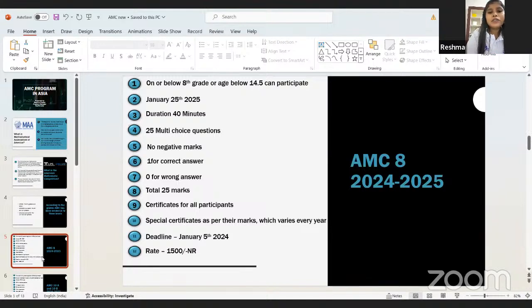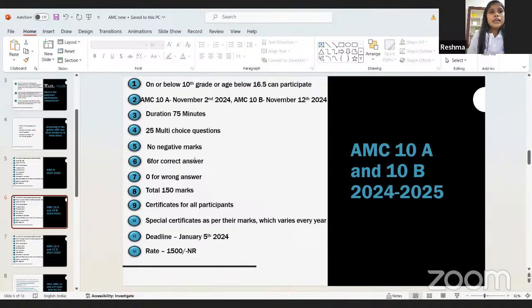And the deadline date for the AMC 8 examination is January 5th. As mentioned there, January 5th, 2024 is the deadline date for the AMC 8 competition.